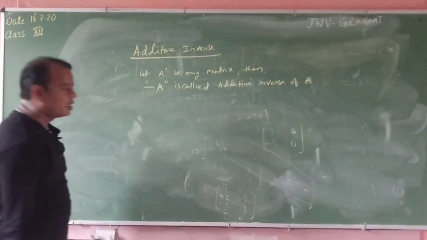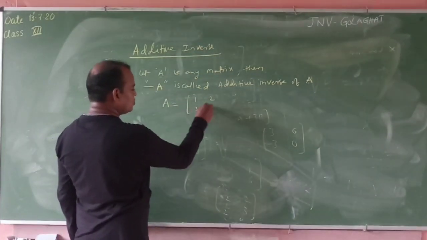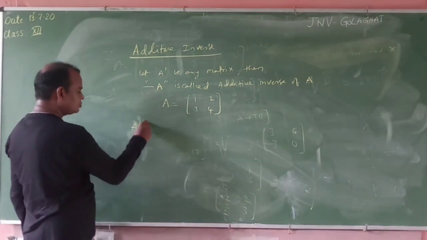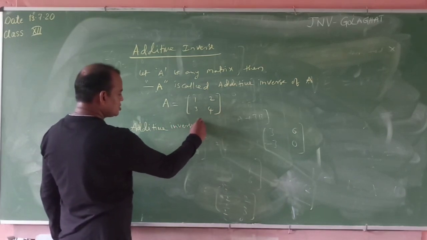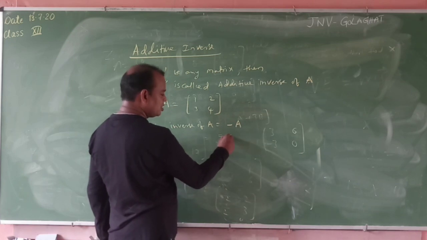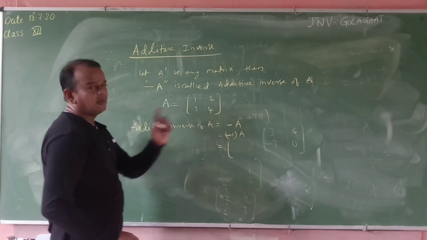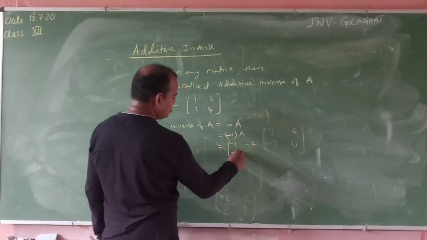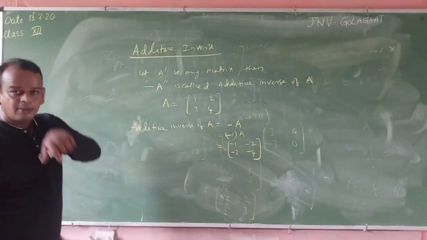Now we will take an example. Suppose A is equal to 1 2 3 4. Now the additive inverse of A is minus A. What is the meaning of that? Minus 1 into A. Every element of A is multiplied with minus 1: minus 1, minus 2, minus 3, minus 4. This is the resultant matrix.